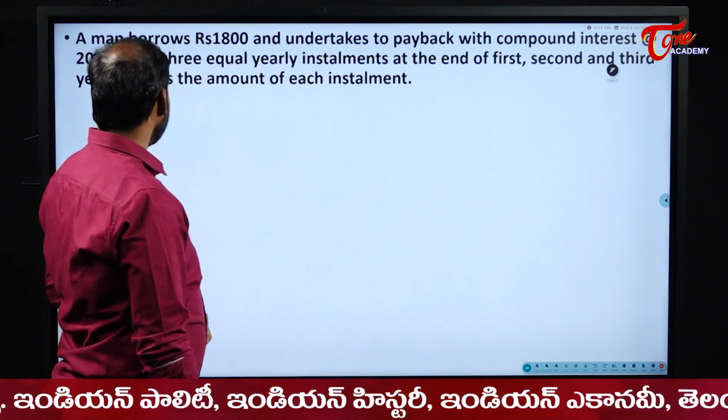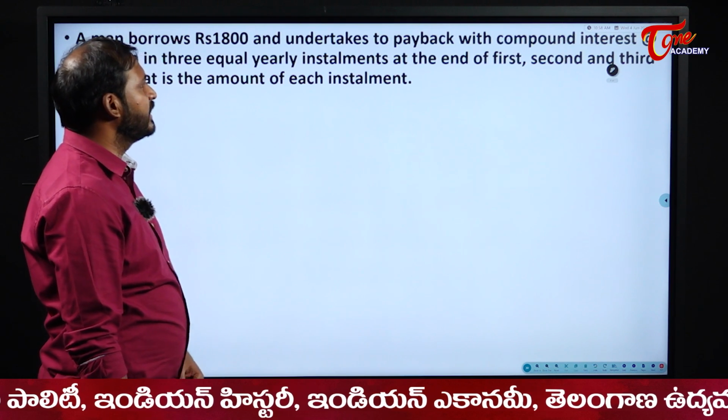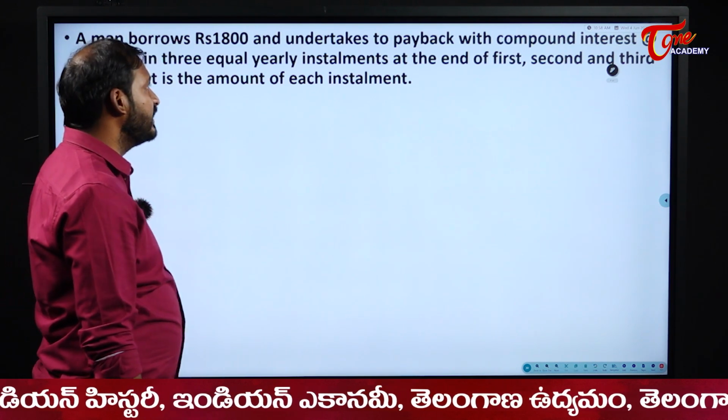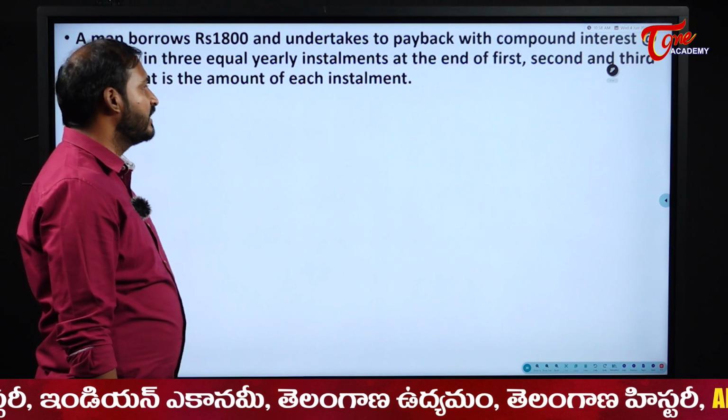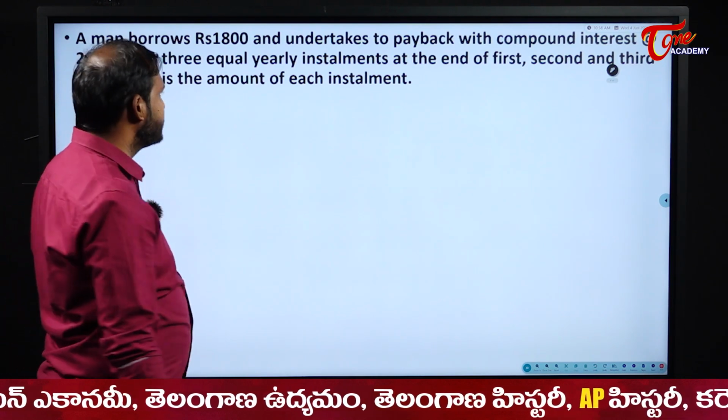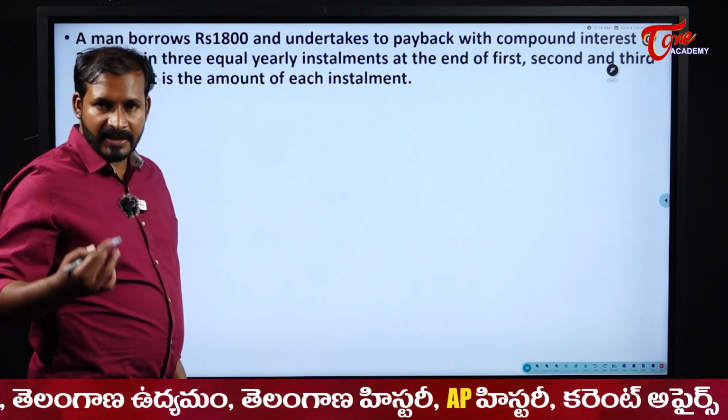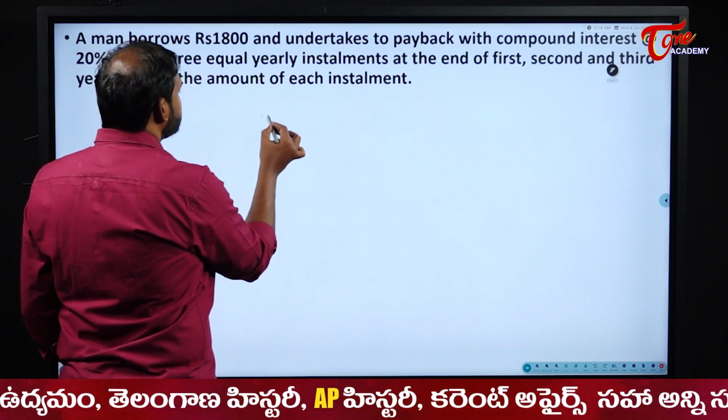Next. A man borrows 1800 and undertakes to pay back with compound interest at 20% in 3 equal yearly installments at the end of the first year. So 3 installments. The first installment you will pay 2 years before, right? So what is the amount formula?